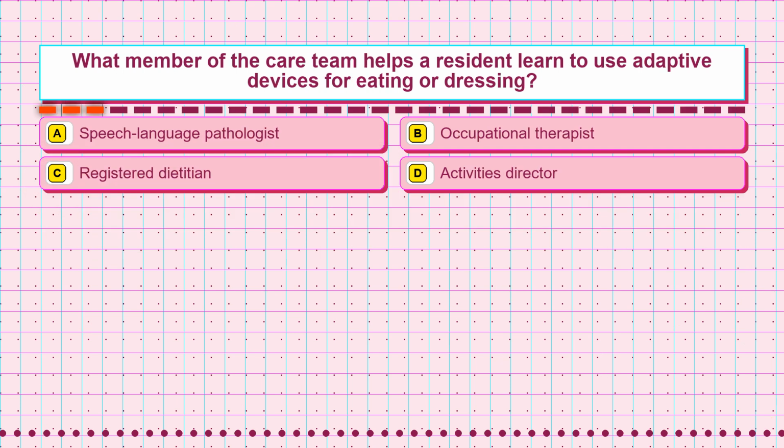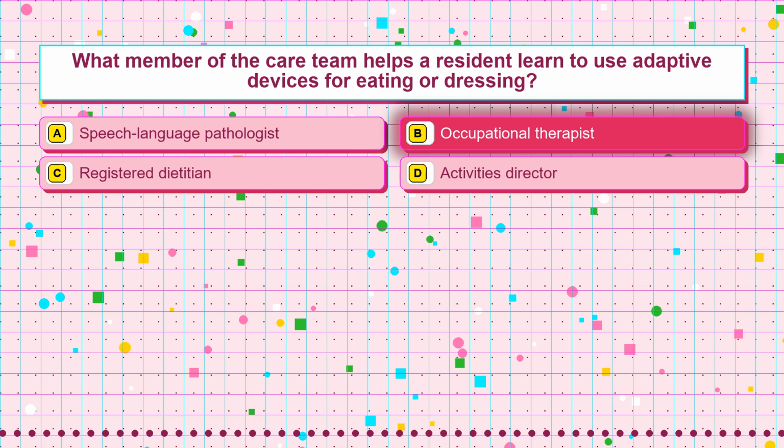Question 50. What member of the care team helps a resident learn to use adaptive devices for eating or dressing? Option A, a speech-language pathologist. Option B, occupational therapist. Option C, registered dietitian. Option D, activities director.